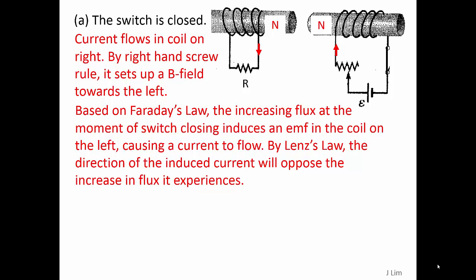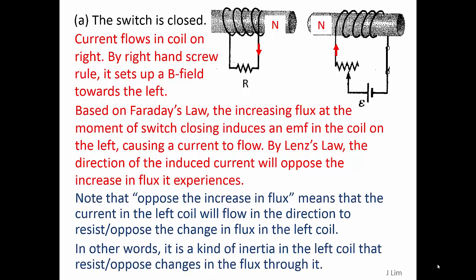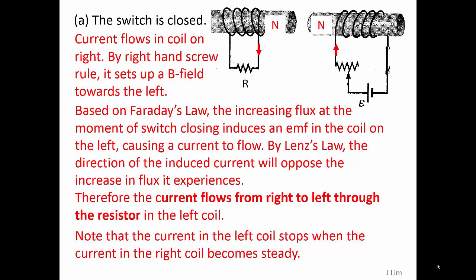By Lenz's law, the direction of the induced current will oppose the increase in flux it experiences. Note that opposing the increase in flux means that the current in the left coil will flow in the direction to resist or oppose the change in flux in the left coil. In other words, it is a kind of inertia in the left coil that resists or opposes changes in the flux through it. Therefore, the current flows from right to left through the resistor in the left coil.